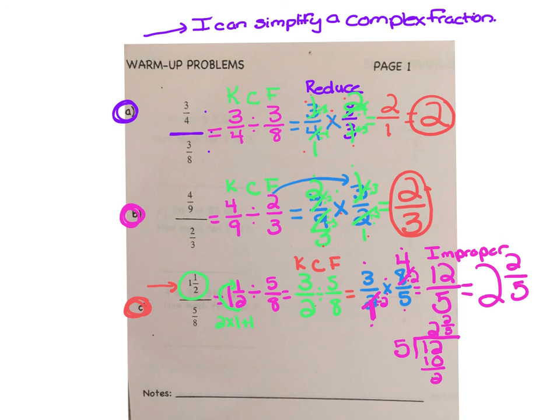Now, just to double check that, let's go round the world and check our work. 5 times 2 is 10, plus 2 would give us a numerator of 12. It's correct. Our work is done. Final answer, 2 2/5. This concludes page 1.